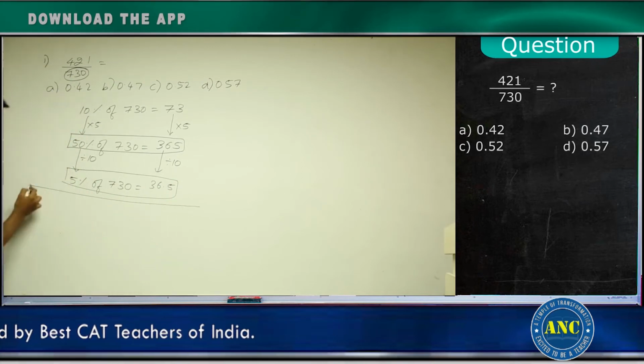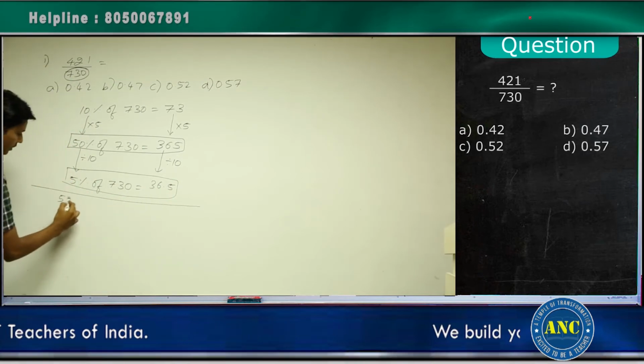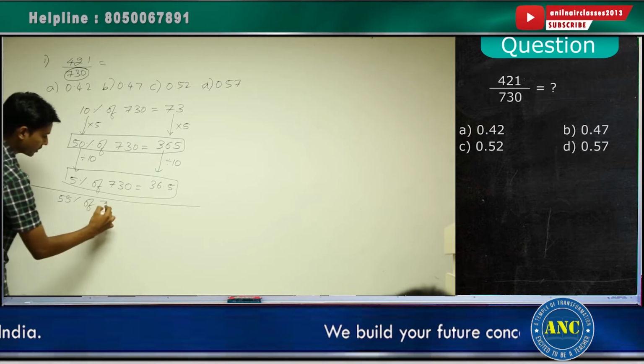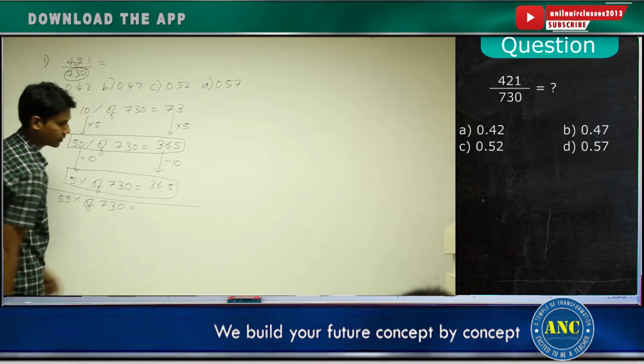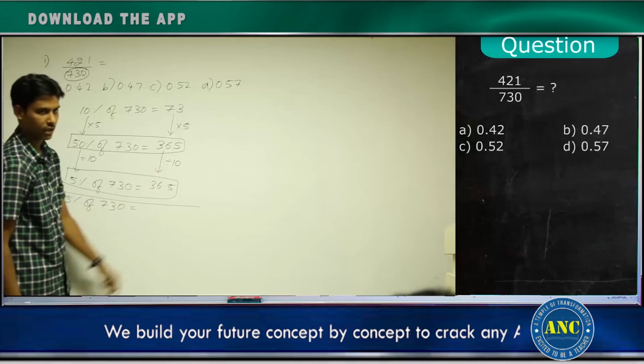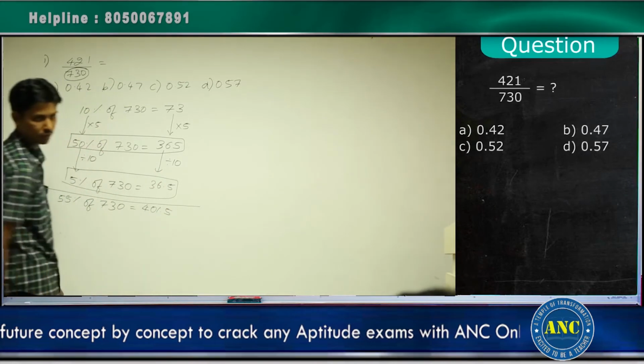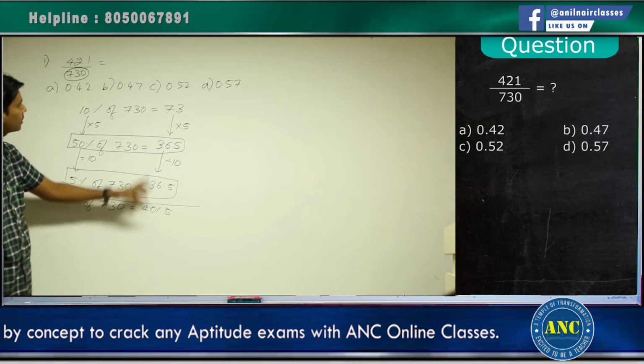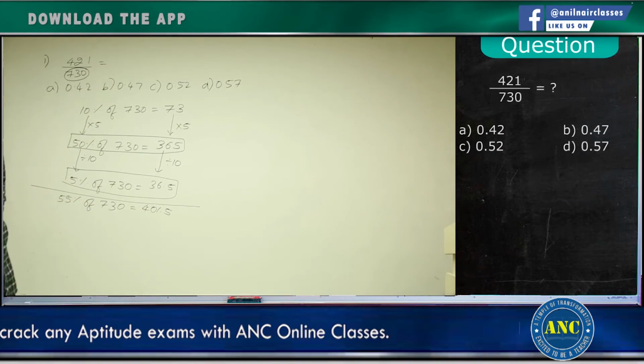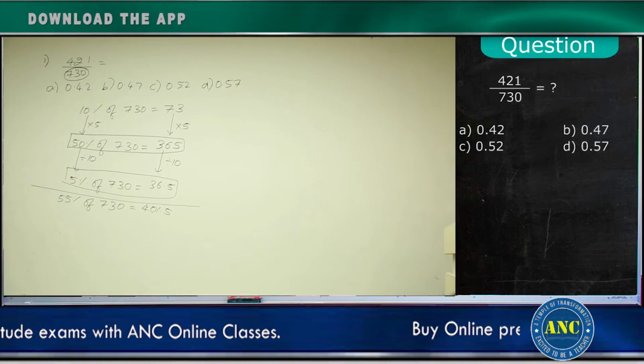That means totally 50% plus 5%, 55% of 730. 365 plus 36.5 is 401.5. You got 401.5. Agreed? But still you need to get 421. That means you still need to get approximately 20 more.